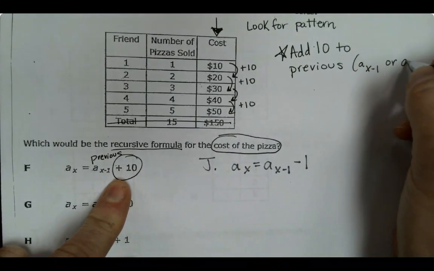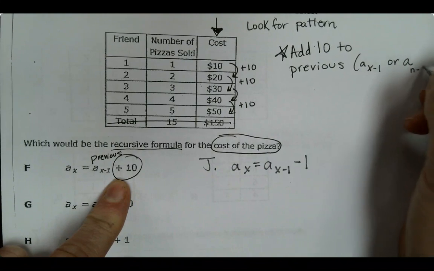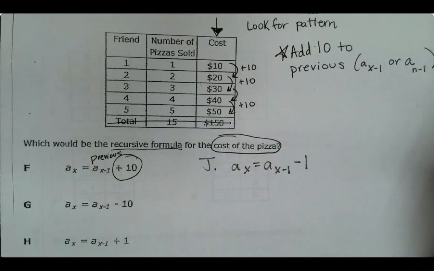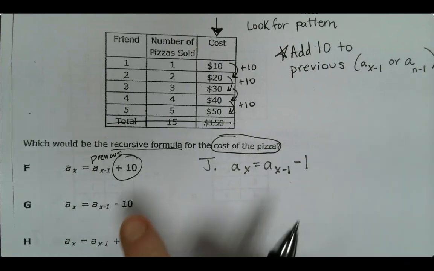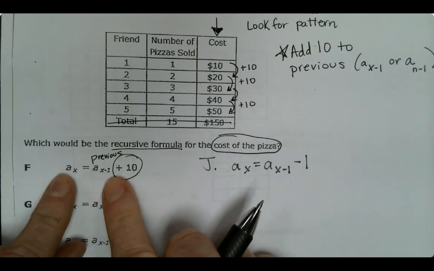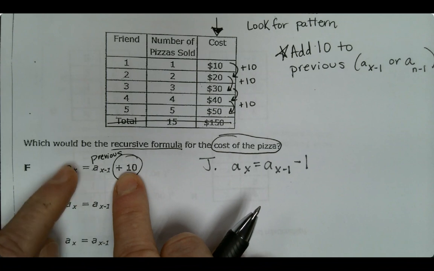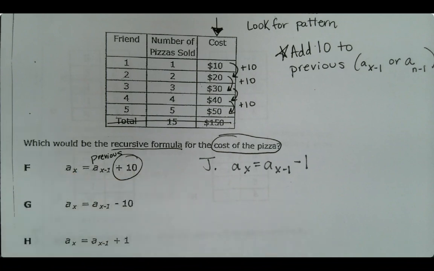Or they could do A n minus 1. So a subscript is kind of telling the position that the value is in. So if you're wanting to know what A x is, you take the previous and you add 10 to it. That's what it is. So you might have one problem like this on your test.